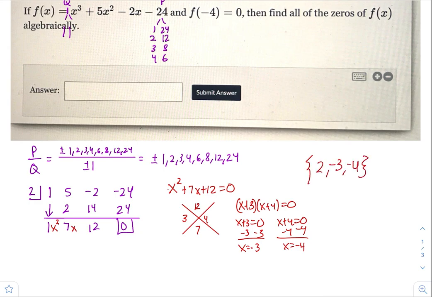Now again, just because that was 2 doesn't mean you couldn't have found these first. Once you find those first, then it's the same thing: do your synthetic division and then factor using quadratics. So practice doing this, and you should be okay.